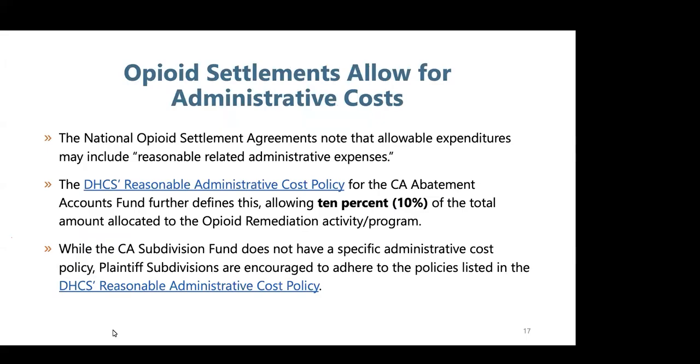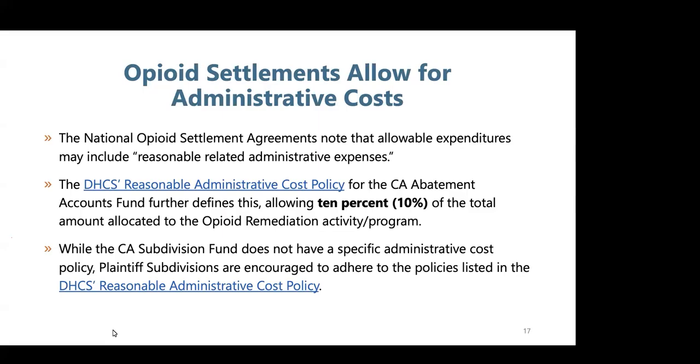Okay, administrative costs. This is a question that we do get fairly frequently. We do have a reasonable administrative cost policy. It's linked right here for when these slides go out. But in summary, for the California Abatement Accounts Fund, which is at 70% of funds, it basically allows for up to 10% of the total amount allocated to a specific project.